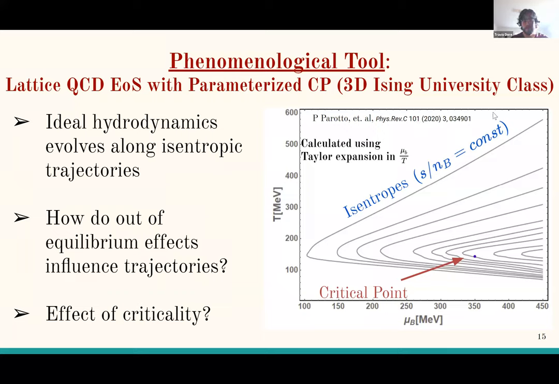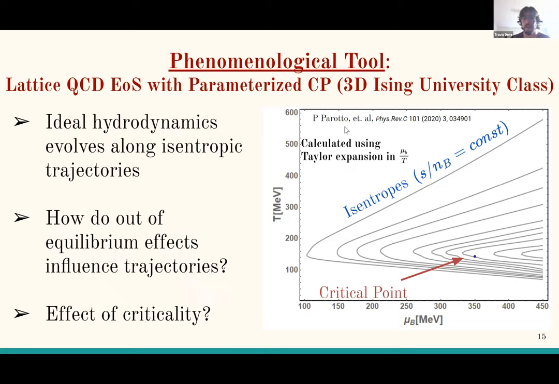So now we're going to be talking about the model that I'm using. In order to explore the effects of criticality, we need some sort of tool, right? And we cannot calculate these things on the lattice because of things like the fermion sign problem. So really, the only thing that we can do is some tricks on the lattice. For instance, you can calculate susceptibilities at mu_B equals zero, and then Taylor expand to get out a little bit further in chemical potential, to about 450 MeV or so from lattice calculations. And then the point is to have a phenomenological tool where we have a parameterized critical point in the universality class that we expect to see for the critical point of QCD.